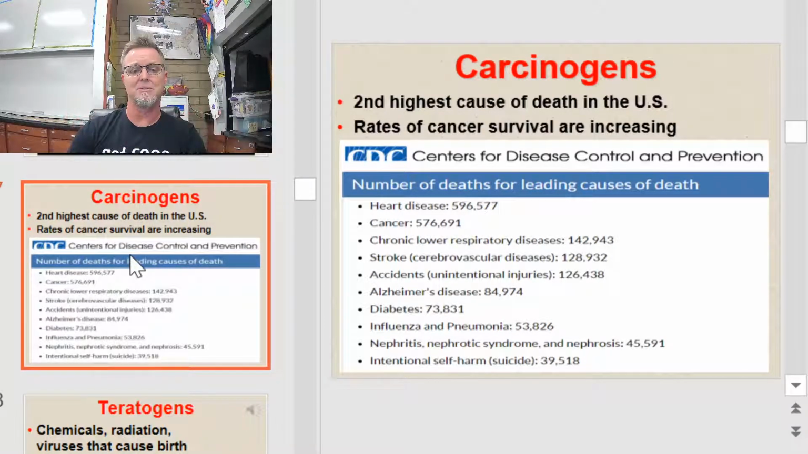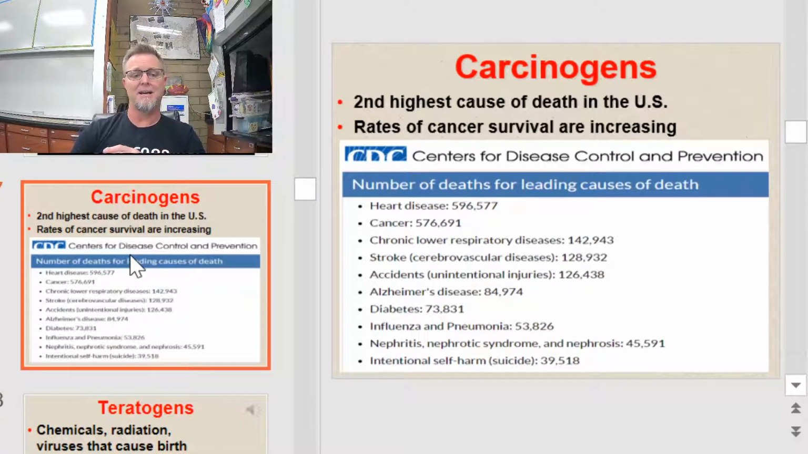but rather than do that, I'm going to leave you with this idea of cancer this way. It is the second highest cause of death in the United States. The rates of cancer survival are actually increasing. We are getting better at curing cancer. So that's a huge plus.